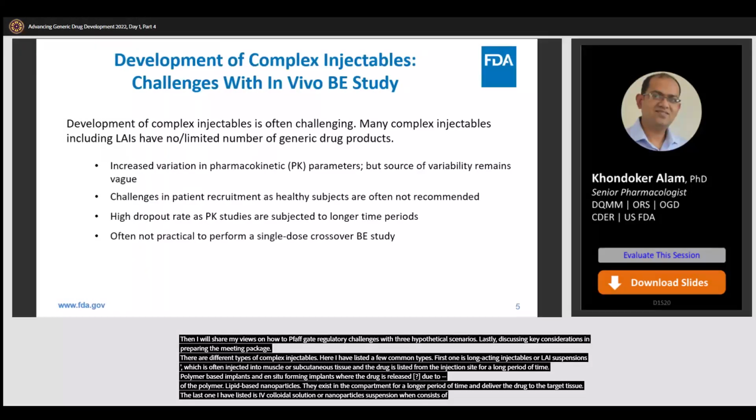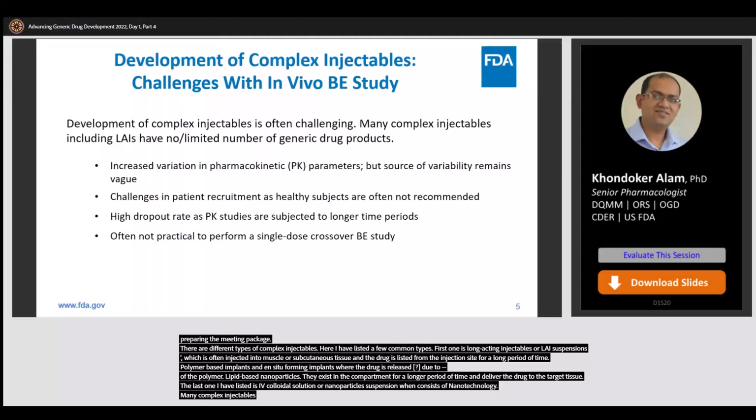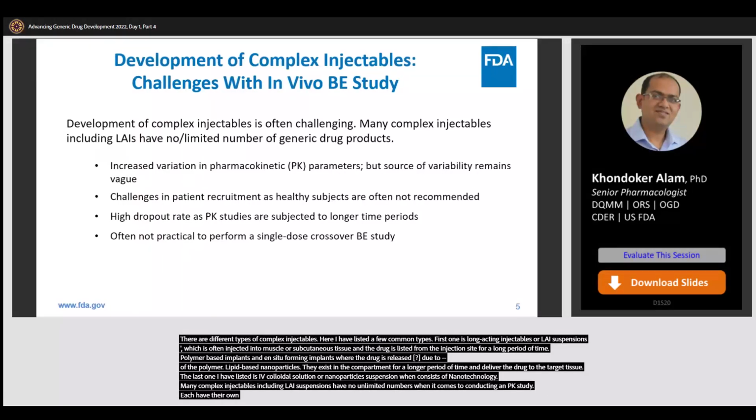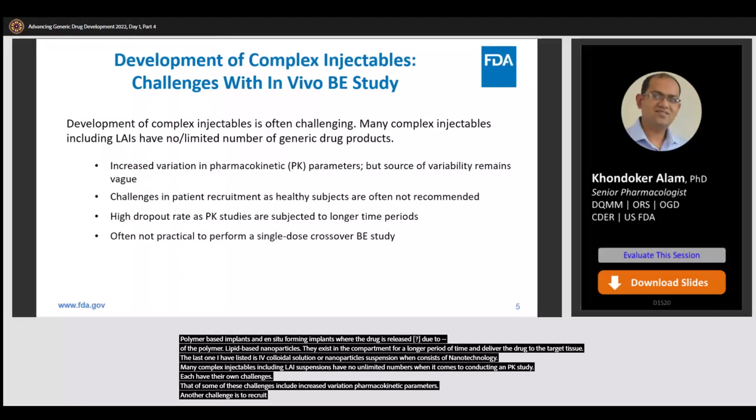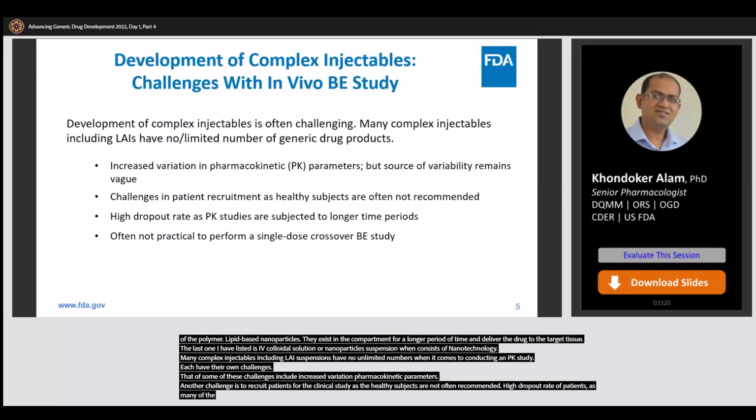Many complex injectables, including LAI suspensions, have no or limited numbers of generic drug products. When it comes to conducting an in vivo BE study, each type of complex injectable has its own challenges. Some of these challenges include increased variation in PK parameters. However, the source of PK variability often remains vague. Another challenge is to recruit patients for the clinical study, as healthy subjects are often not recommended. There is also a high dropout rate of patients, as many of the clinical studies are a few weeks to several months long, and it is often not practical to perform a single dose BE study.